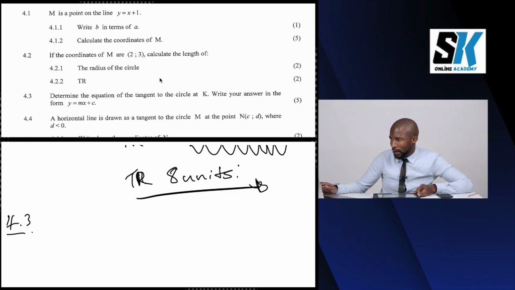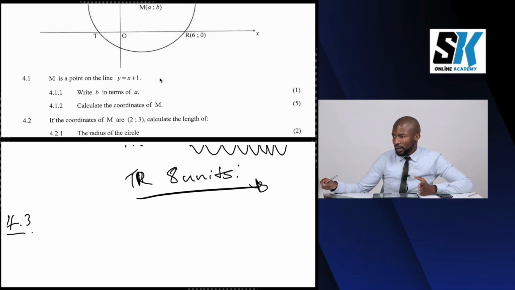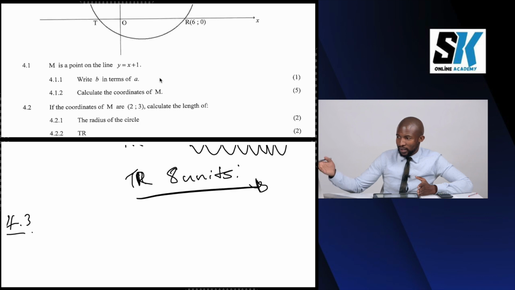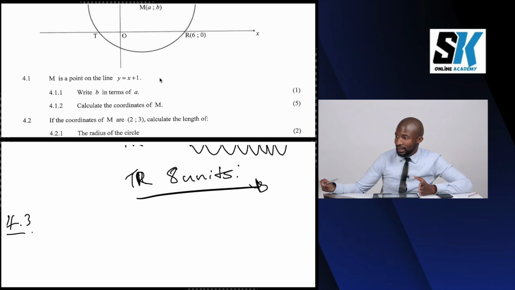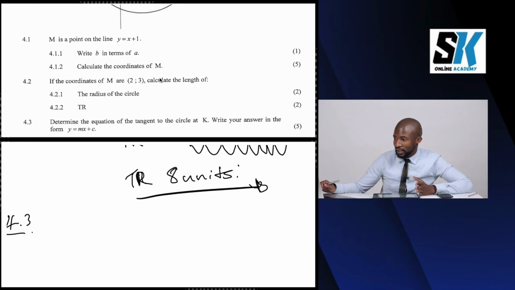I'm going to use the M point and the K point just to get the gradient. Then once I get that gradient, I know that the gradient of the radius and the gradient of the tangent are perpendicular to one another, so the product of the gradients is minus 1. So I'm going to easily get the gradient of that tangent.